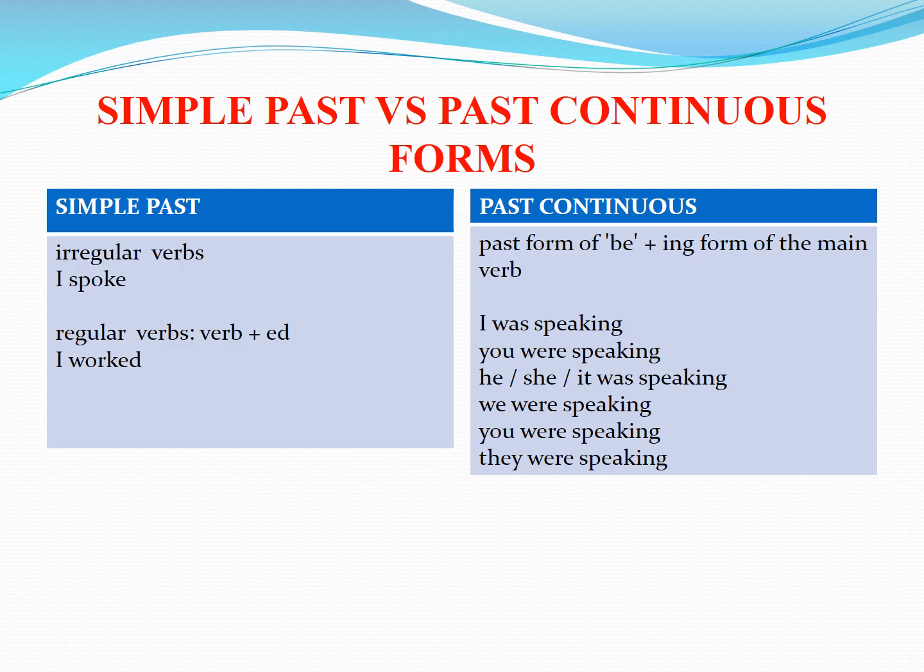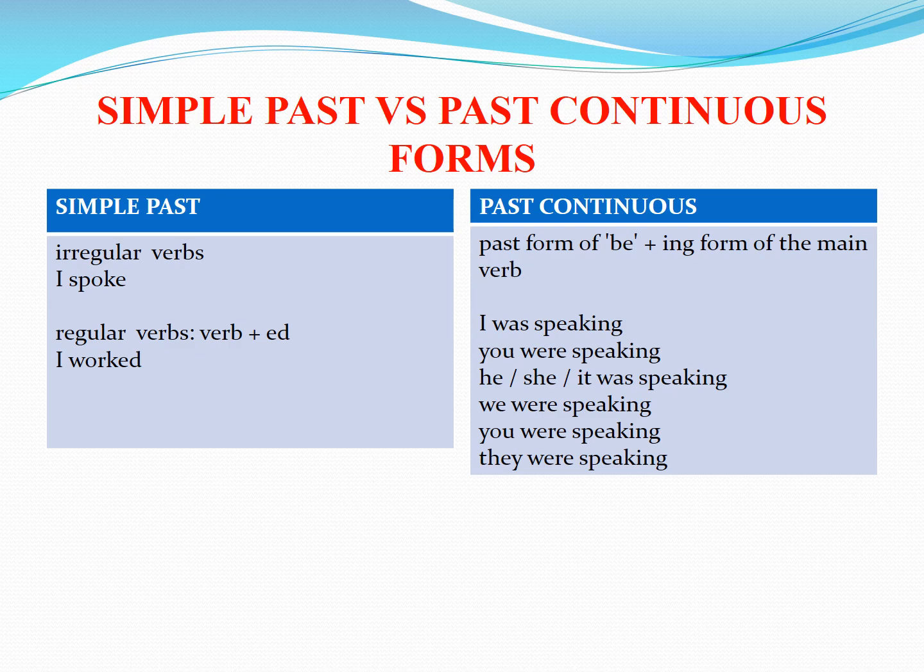So here we have the different forms of the simple past and the past continuous. For example, let's have a look at the simple past form. We will take the verb to speak as an example of an irregular verb. So in the simple past, I spoke. And for a regular verb, as an example, the verb to work, I worked. So we add -ed at the end of all verbs that are regular in the simple past.